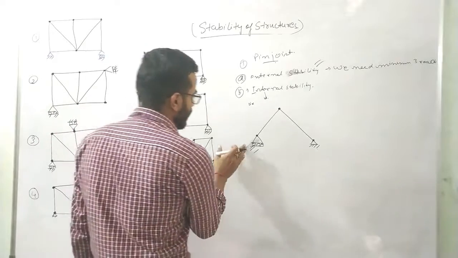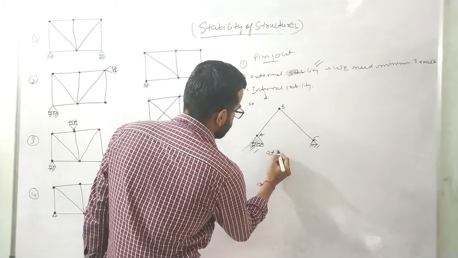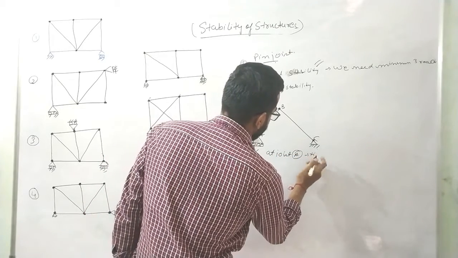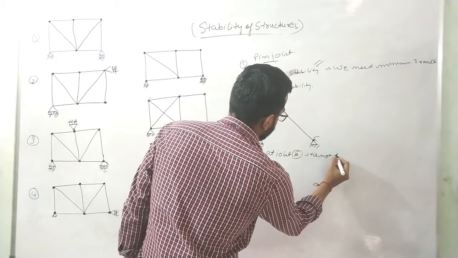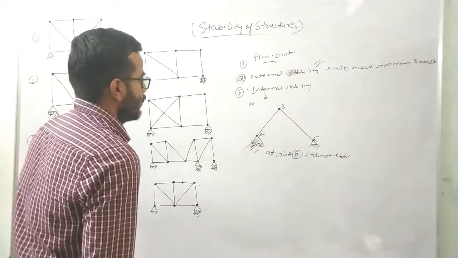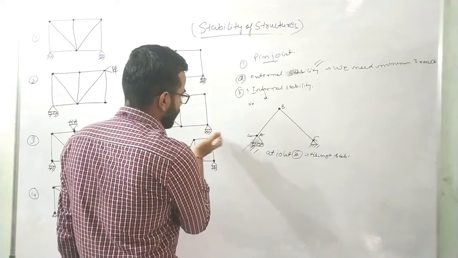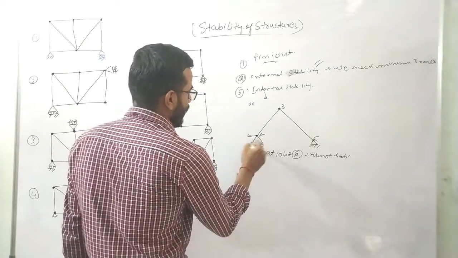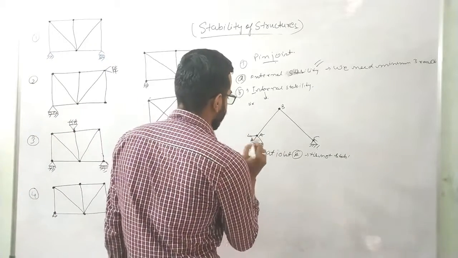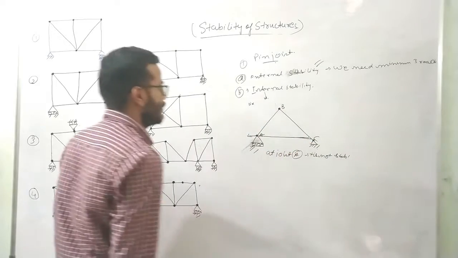So we can see at the joints A, B, C, at joint A, it is not stable. Because if I apply a load in this direction, this can move easily. So this is an unstable system. For the truss to be stable, we require a minimum of three members.